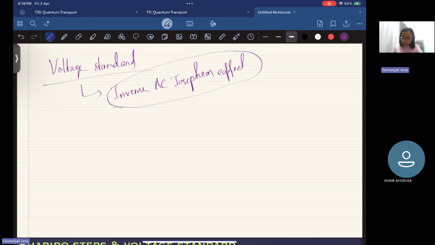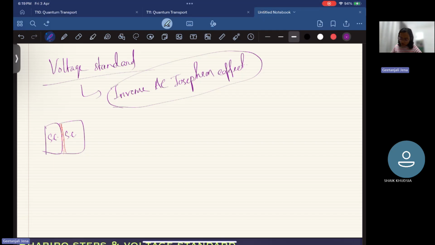So it's like if you apply a voltage. For this one, let's say a Josephson junction means we have two superconductors that are coupled through one tunnel junction. Okay, so there is a tunnel junction here. So this is what we mean by the Josephson junction.